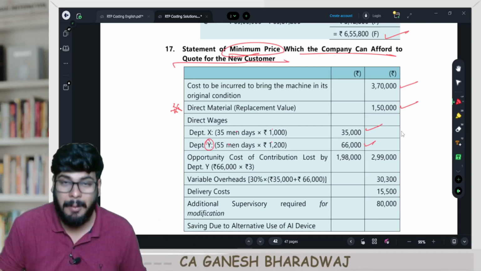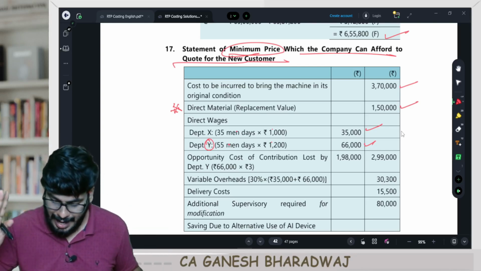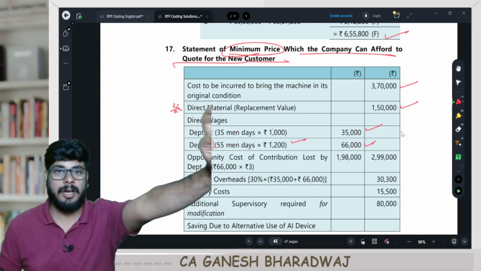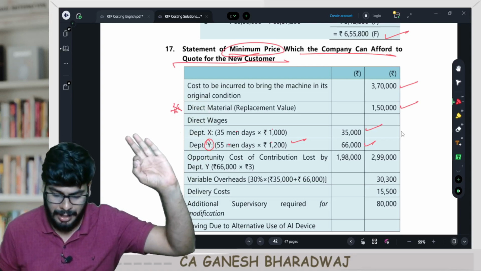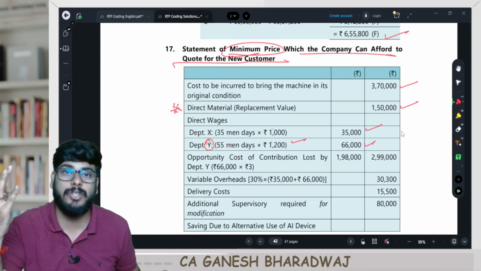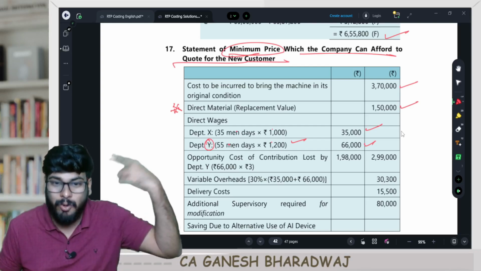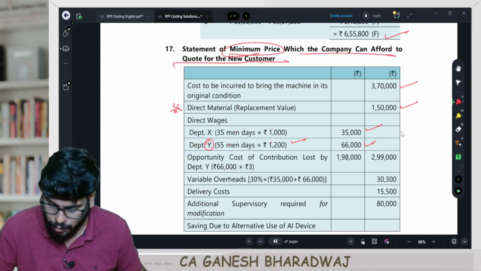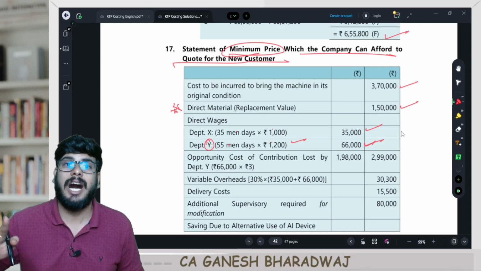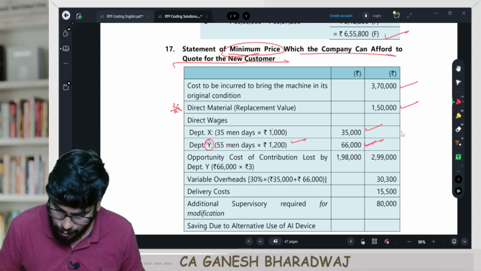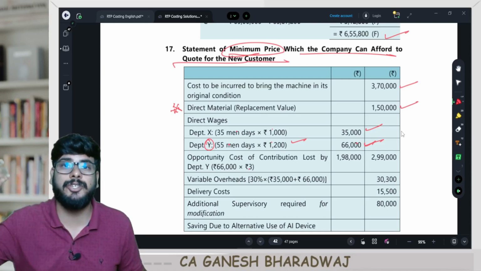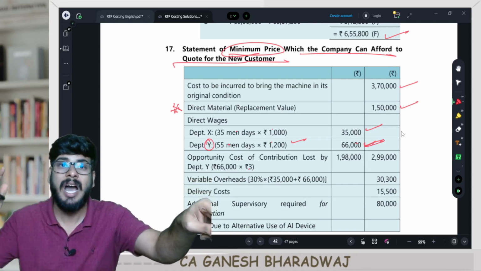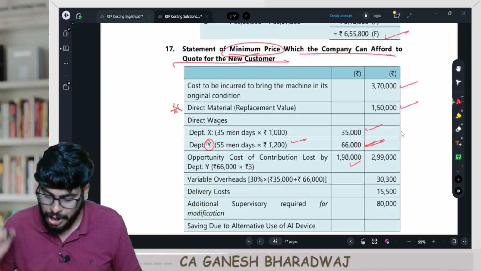Plus, we know that department Y is an extremely busy department. And what have they said? For every rupee of direct labor in department Y, I will be losing 3 rupees of contribution. So because I am going for this project, I need to use the services of department Y labor that is going to cost me 66,000, and because of this I am losing out on contribution. How much is that? 66,000 into 3. That is also one more cost, an opportunity cost for me. So because I am going for this order, I am not only incurring the 66,000 rupees in department Y, I am losing out on contribution to the extent of how much?